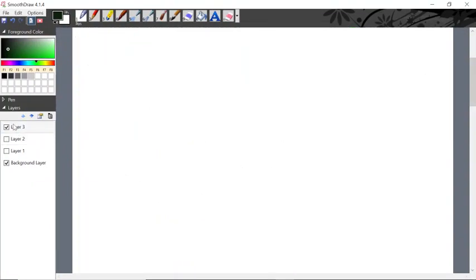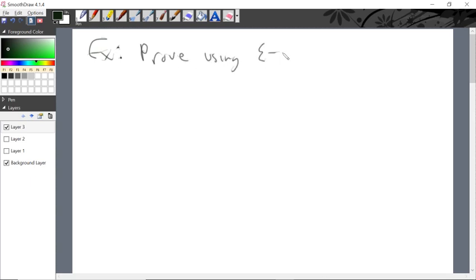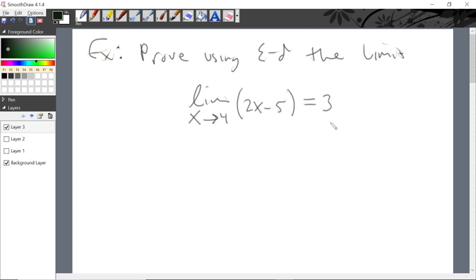Now let's apply this to a limit, in general, to prove a limit. It's a limit that we already know. Let's take a limit that we already know how to evaluate algebraically and just apply the proof to it using this precise definition. Prove, using epsilon-delta, the limit as x goes to 4 of 2x minus 5 is equal to 3.